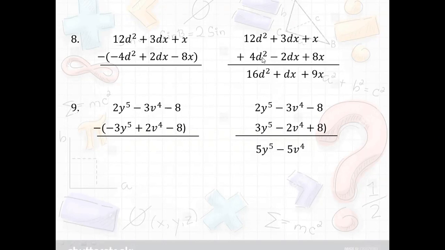So now just add how it is. So 12 plus 4 will give you 16. 3 minus 2 will give you a 1. So we don't write 1. So 1 plus 8 will give you a 9. So your answer for question number 8 is 16d squared plus dx plus 9. Okay, let's move to question number 9.